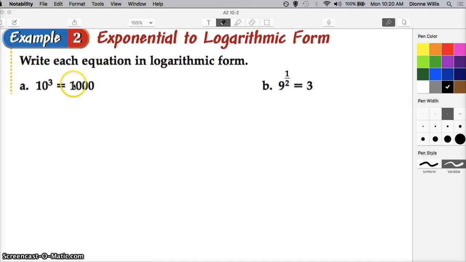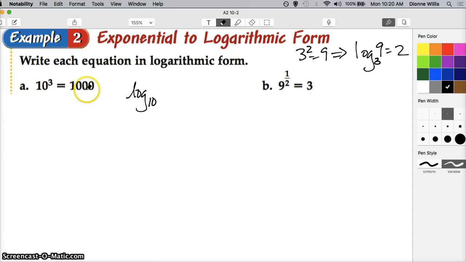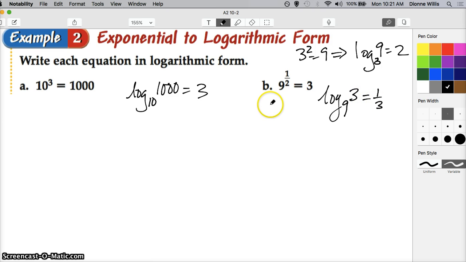Here in example 2, we have exponential equations that we're going to change to logarithmic form. Again, I place my handy dandy relationship here, and I use that all the time. And so what I'm going to write here is that I'm dealing with log base 10 of the number 1000, that's equal to 3 because 10 to the third power is 1000. Same thing here. I'm going to write log base 9 of 3 is equal to 1/2 because indeed 9 to the 1/2 power is equal to 3.